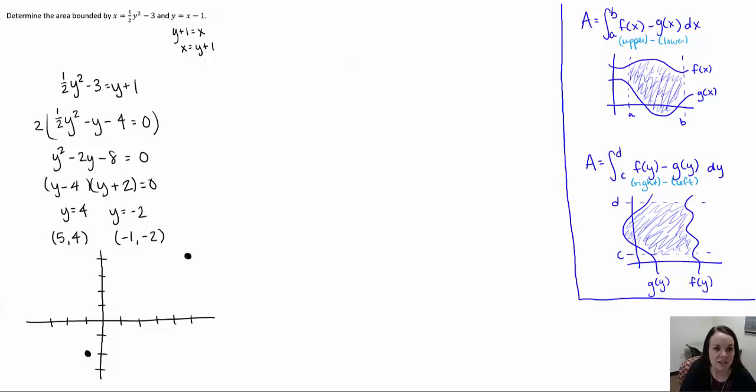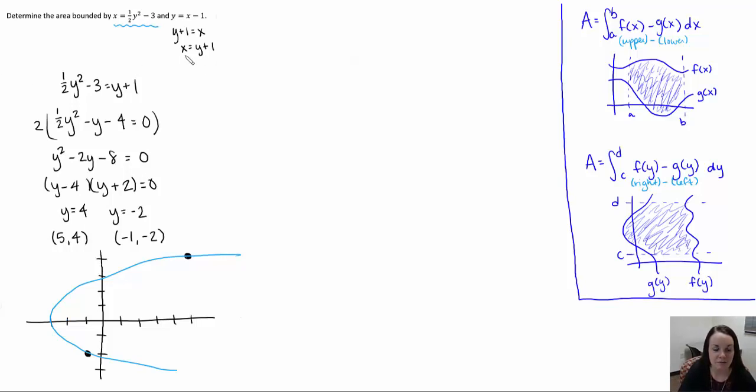Now let me graph each of these functions. The first one, x equals 1/2 y squared minus 3. That's going to be a sideways parabola. It's going to go back all the way to negative 3, and it's going to curve around like this, crossing through each of those points. So when I do that, I end up getting something like this. Now mind you, these are not drawn exactly to scale, but at least we have an idea of the general shape. So that's that first one.